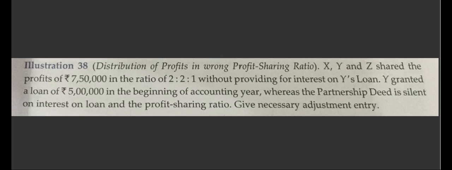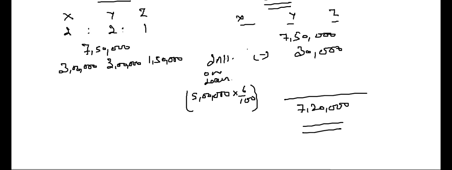Partnership deed is silent as to the profit sharing ratio, so the profits should be distributed in the equal ratio, that is 1:1:1. That means the profits here should have been distributed in the ratio of 1:1:1. Clear? See, try to understand the question.